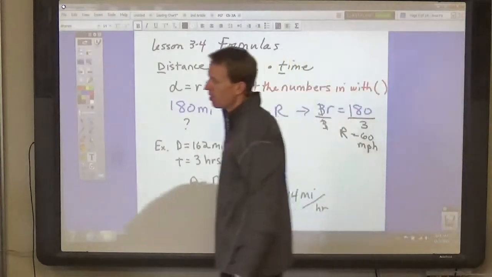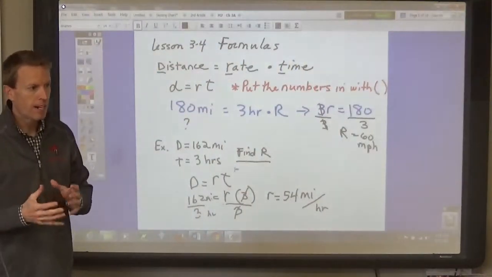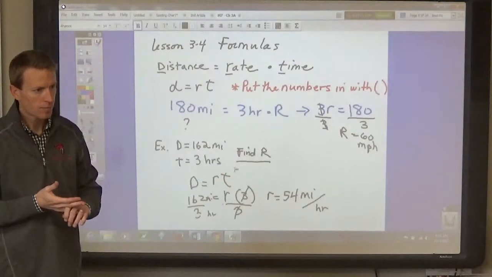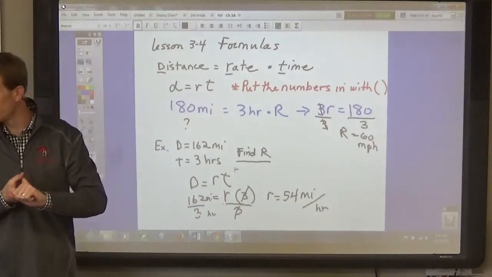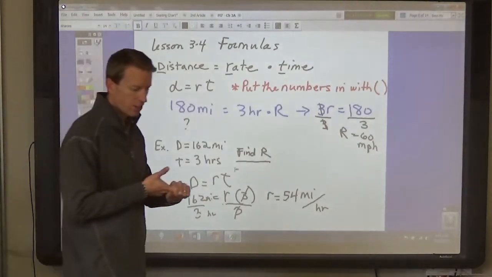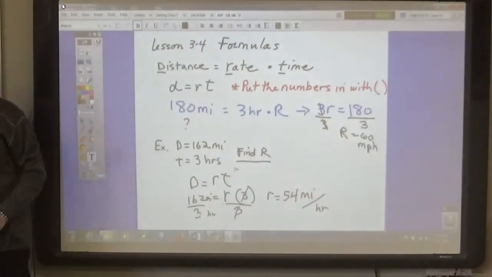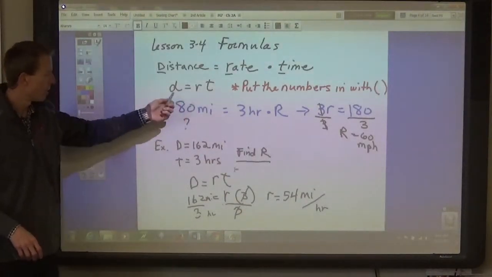Formulas are used a lot in figures, in finding area and perimeter of things, for example. We worked with some of those last year. Circles, triangles, rectangles, trapezoids, parallelograms, and so on. All of those are formulas for finding information. Now let's look at this one more closely.